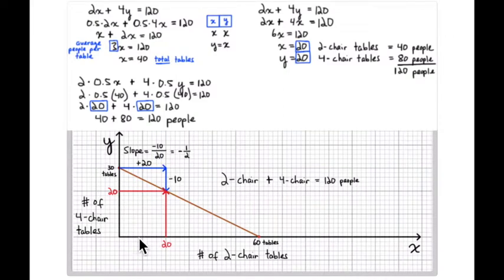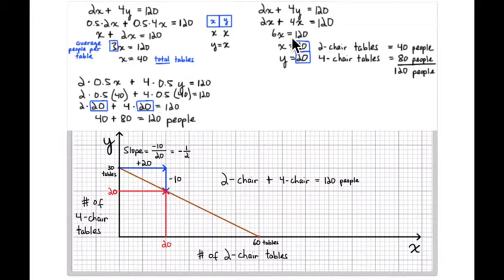So if I'm going to increase this 20 tables, I have to decrease y 10 tables. It's the same, seating the same number of people. So I can seat 40 people. I have to remove the ability to seat 40 people.